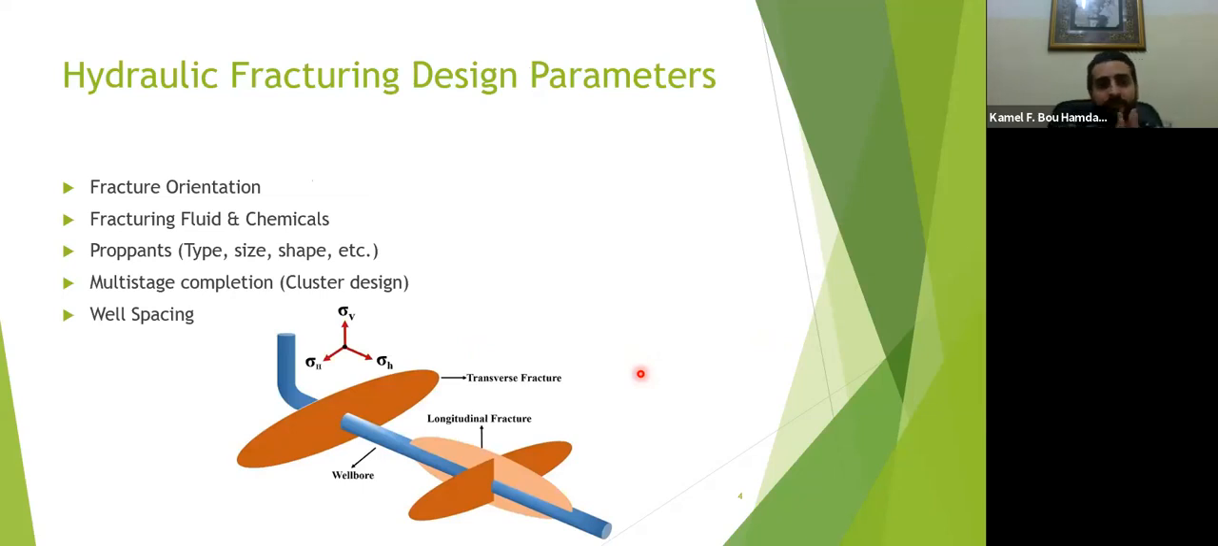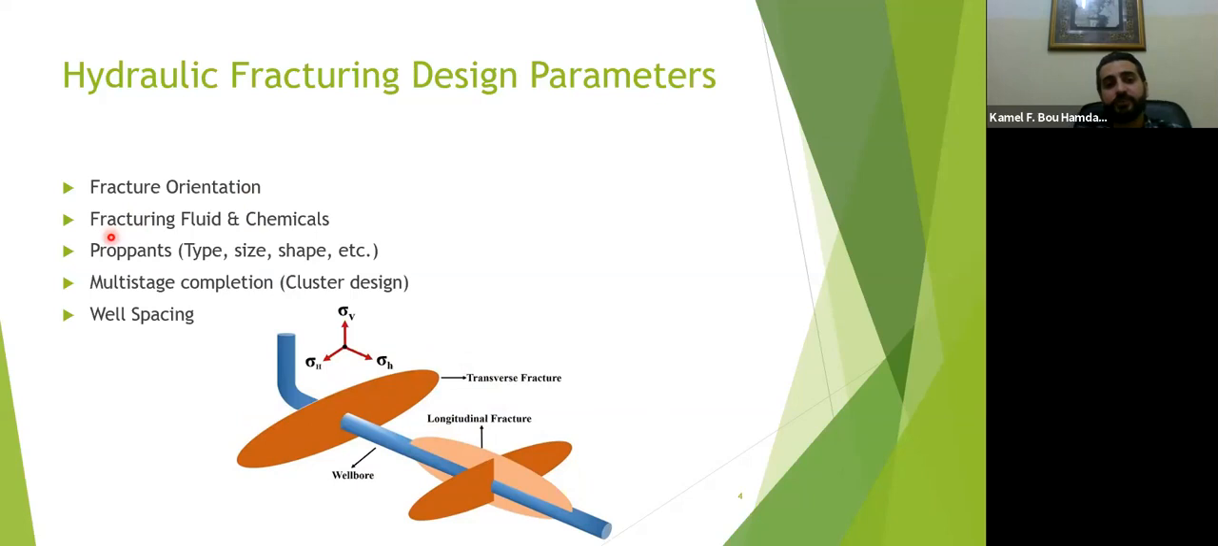So here we can see the different design parameters for hydraulic fracturing. The first thing we covered was fracture orientation. By this, we mean the direction of our fracture. If you look at this image, we could have two different directions, either a transverse fracture or a longitudinal fracture. We mentioned that the more preferred one in shale rocks is the transverse, because it can extend further into the reservoir, so it can be in contact with more parts of the reservoir.